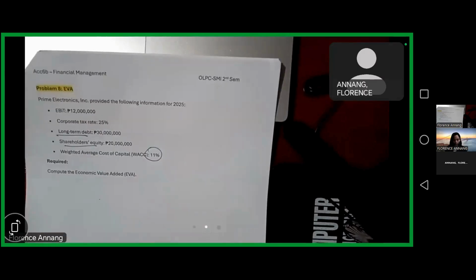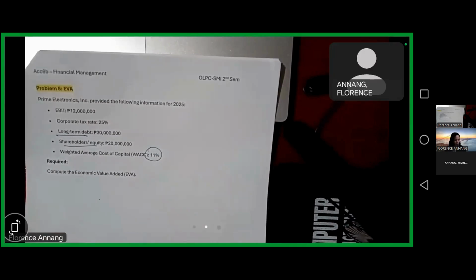Compute for the EVA. Prime Electronics Incorporated provided the following information. For 2025, EBIT of 12 million, corporate tax rate of 25%, long-term debt of 30 million, and shareholders' equity of 20 million pesos. And we have a WACC of 11%. So, anong una nating hahanapin?